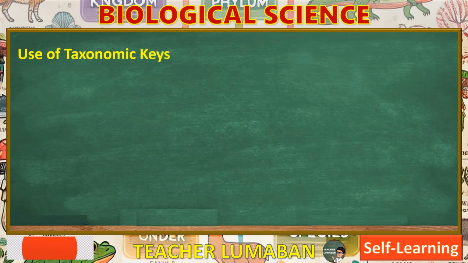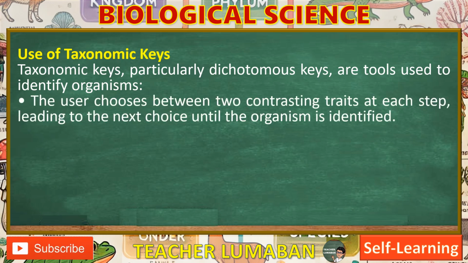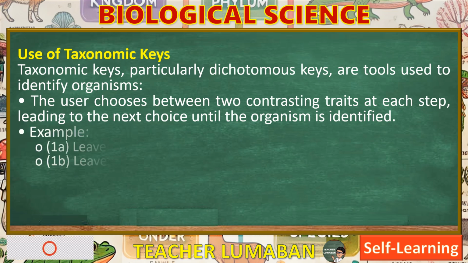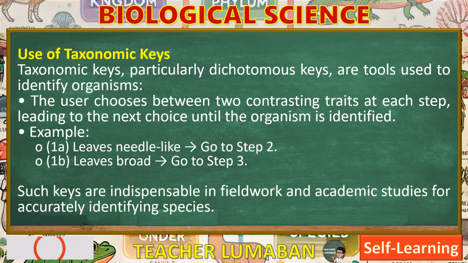Use of taxonomic keys. Taxonomic keys, particularly dichotomous keys, are tools used to identify organisms. The user chooses between two contrasting traits at each step, leading to the next choice until the organism is identified. Example: 1A. Leaves needle-like, go to step 2. 1B. Leaves broad, go to step 3. Such keys are indispensable in fieldwork and academic studies for accurately identifying species.